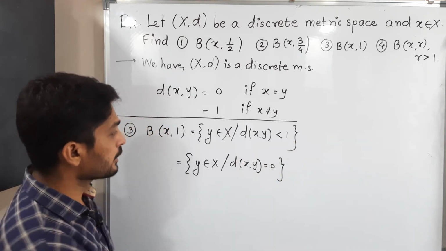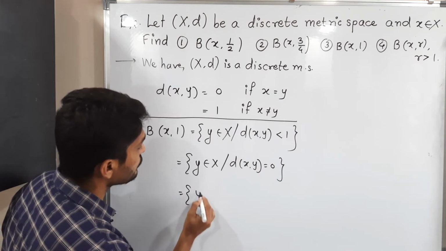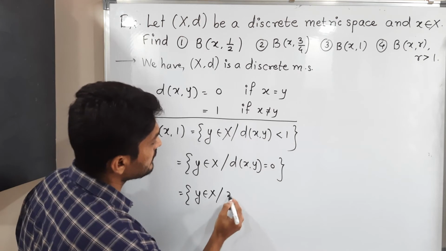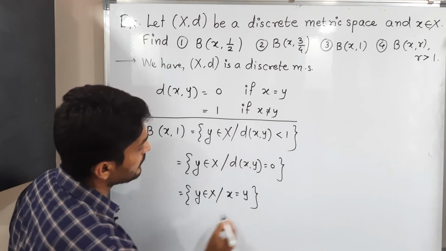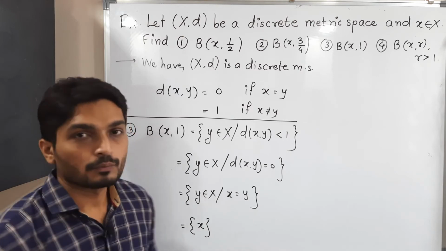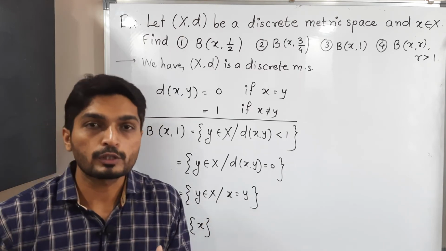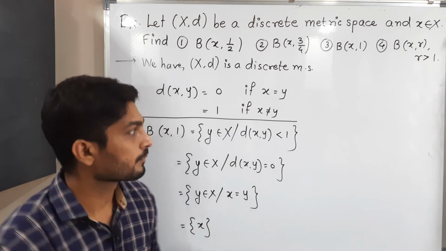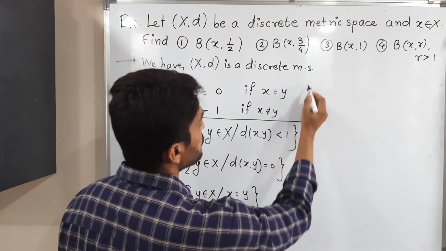So by definition, tell me what can I write? It contains all points of x. By definition, d(x, y) is 0, that means x is equal to y. So x is equal to y, that means we will have singleton x, since this is a collection of all points which are equal to x. Okay, so this problem is over here.